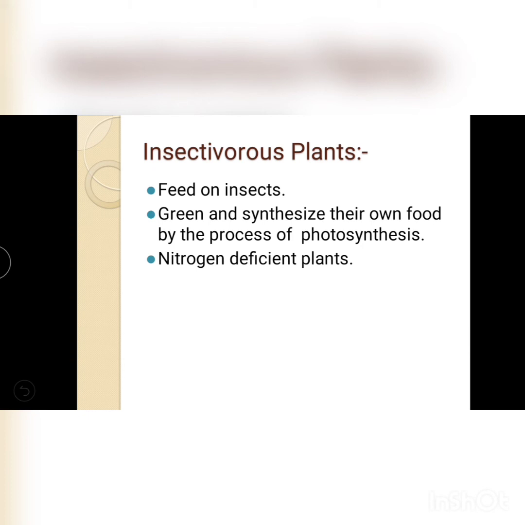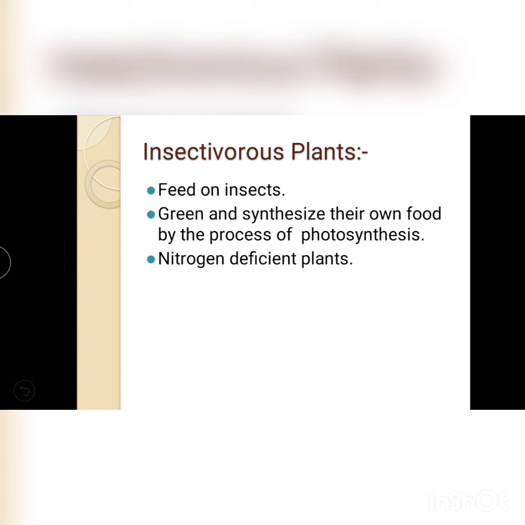Why? Because these plants are nitrogen deficient. Deficient means they are not getting proper nitrogen from the environment or from the soil. So they fulfill the requirement of nitrogen from these insects. They use the nitrogen obtained from insects, supplement it to the whole plant, and prepare their food by photosynthesis.